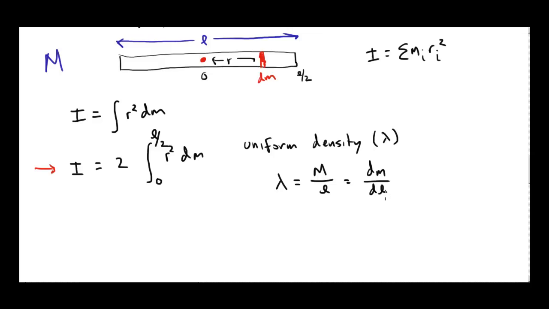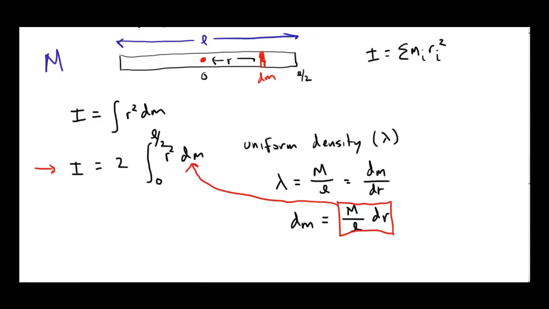Now, what I can do is dm over dr, right? This is what we're using as r. In other words, I can rewrite dm as big M over L dr. So I've just rearranged this, solving for dm. dm is M over L dr. And now I can do my substitution, put this whole thing in up here.